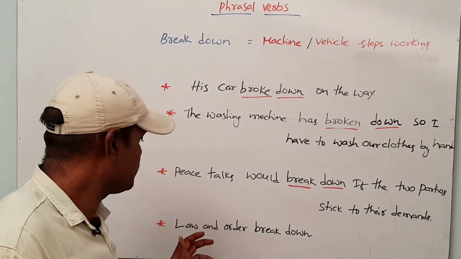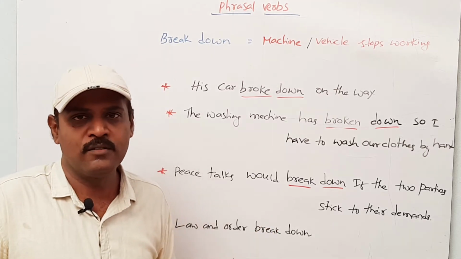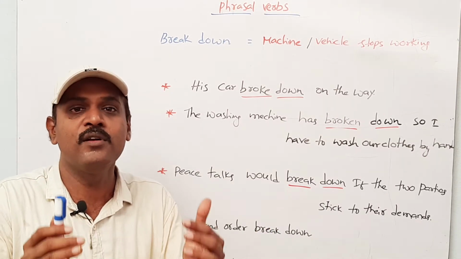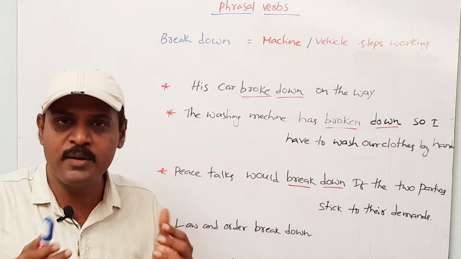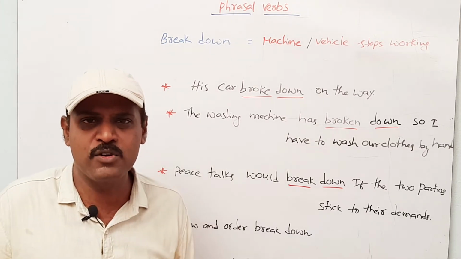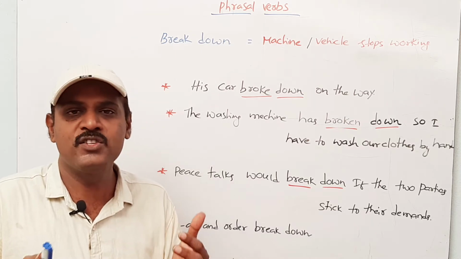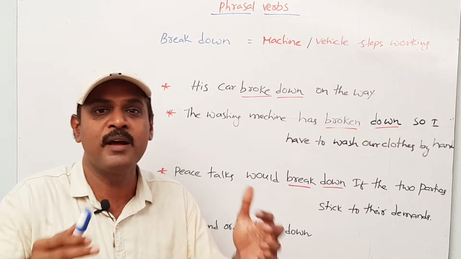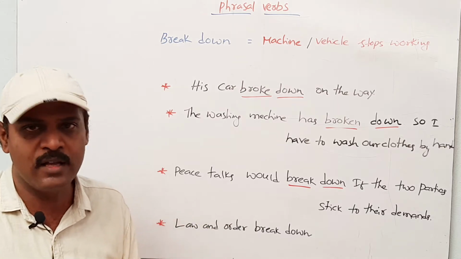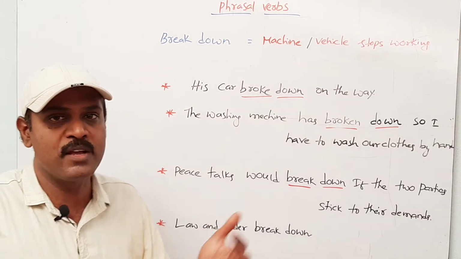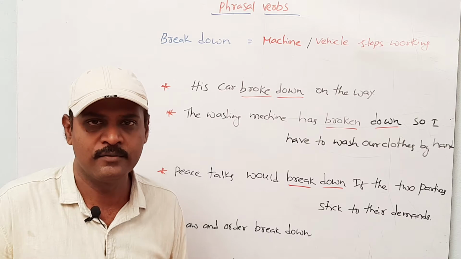Actually, it has many meanings. Law and order breakdown. That means failure of law and order situation. It may be because of some kind of debate, argument, commotion, or agitations. In an area or a state or country, sometimes some kind of disturbances are going on. At that point of time, usually we say that law and order breakdown. That means the law and order is not going on well.